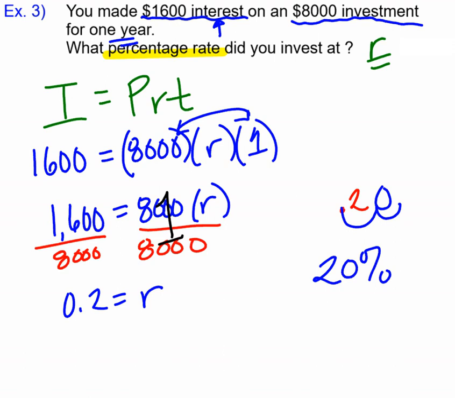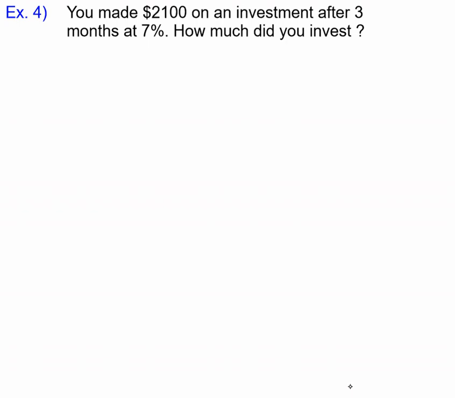All right, one last question. Example number 4. Again, this is going to be one where we're going to look for something different. It says you made $2,100 on an investment after 3 months at 7%. How much did you invest? So what we're missing this time, when we're asking how much did you invest, is the principal. We don't know how much that is. So when we're using our formula of I equals PRT, since we're looking for that investment, that P is going to stay. There's no number in this sentence that can help us put into that equation to figure out what's going on.